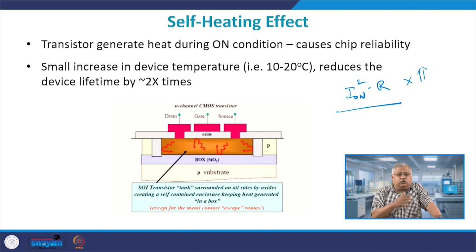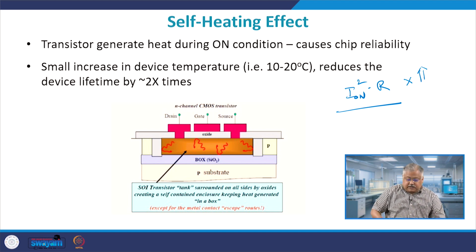So, a general rule of thumb is that if there is a 10 to 20 degree increase in the temperature, the device lifetime is reduced by a factor of 2. And this is the major concern, and this is what is known as the self-heating effect. Why? Because when the temperature rises, many problems come into the reliability of the device. This is known as the hot carrier effect in this case.